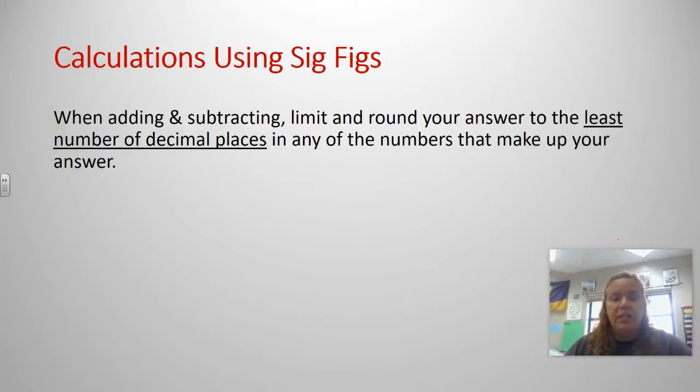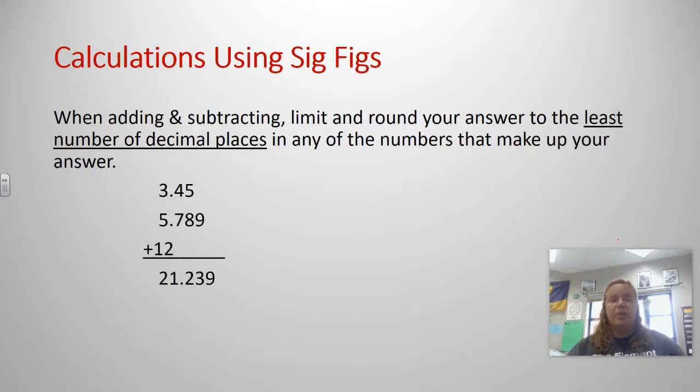Calculations using sig figs. Here's the big rule. When adding and subtracting, you're going to limit and round your answer to the least number of decimal places in any of the numbers that make up your answer. So say I have this problem here. I lined up my decimal places over here. I have 3.45, 5.789, and 12. I get 21.239. I don't want to report all of those sig figs.